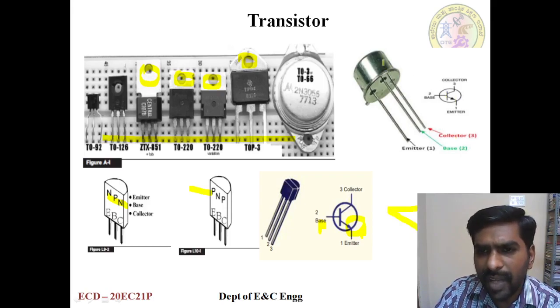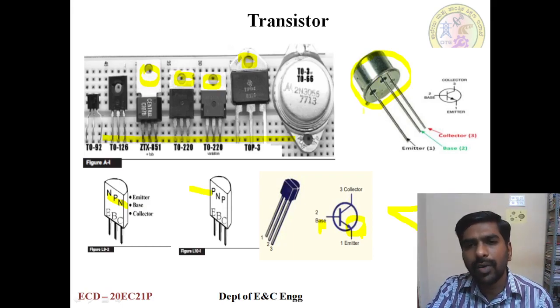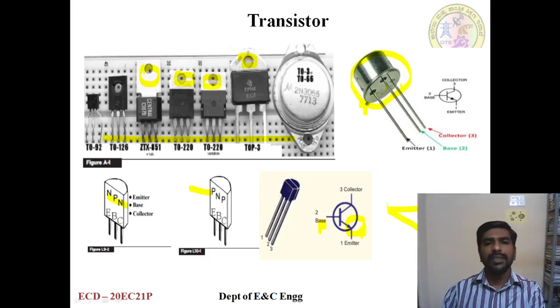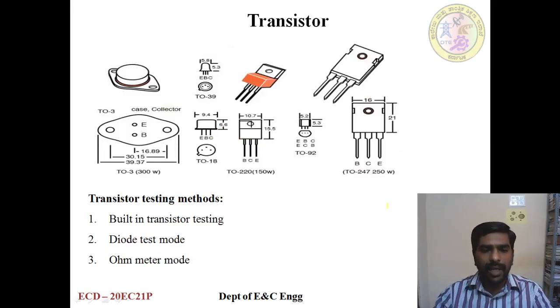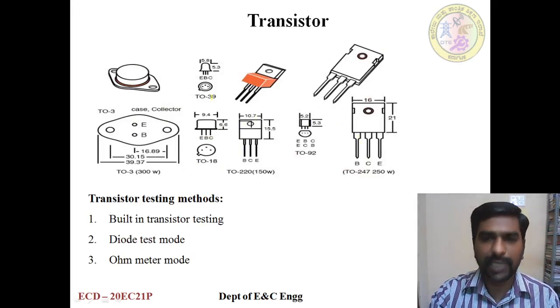And there is another type of transistor, a cylindrical one. Here there is a notch. From this notch we can identify emitter, base and collector. So these are the terminology, and these are the different transistor packages available in the market. You can see how this package will look. I have explained it in theory also.